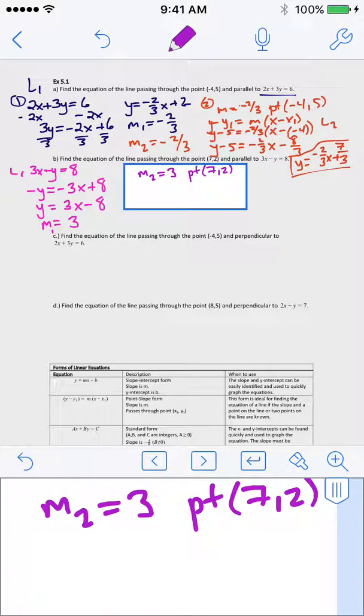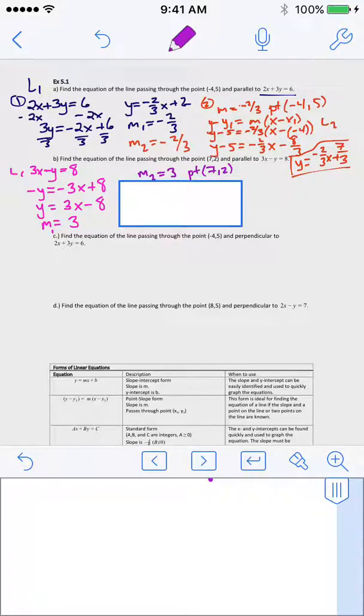Now I can solve this like last time. I have a slope of 3 and a point (7, 2). I'll mix things up and use the y-intercept form in case you did. If you did point-slope form, you still should have gotten the same answer. But I'm going to use y equals mx plus b.